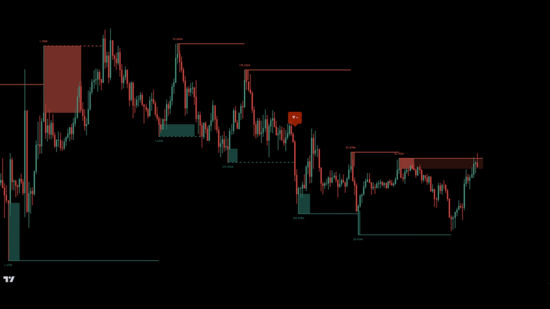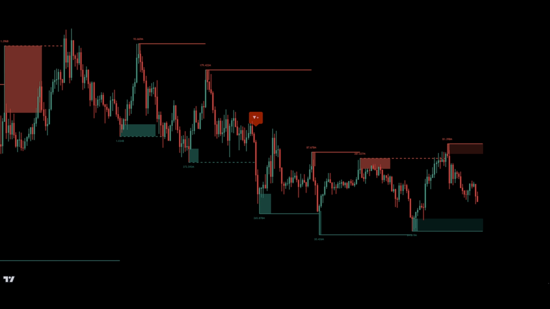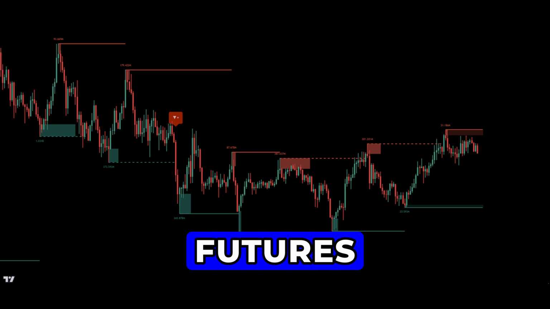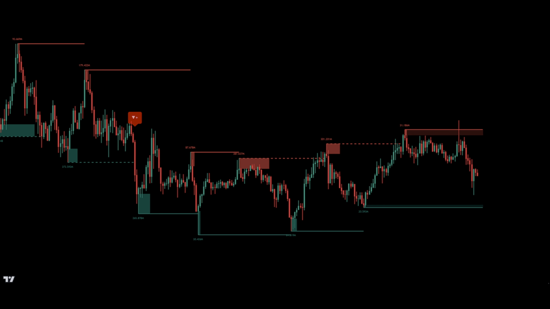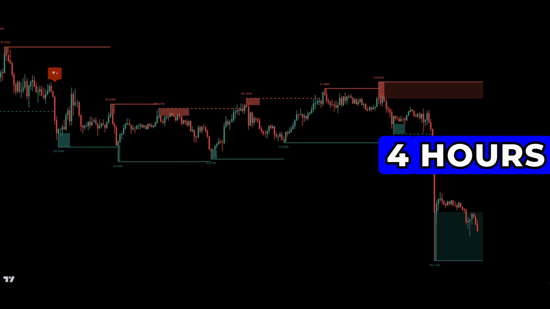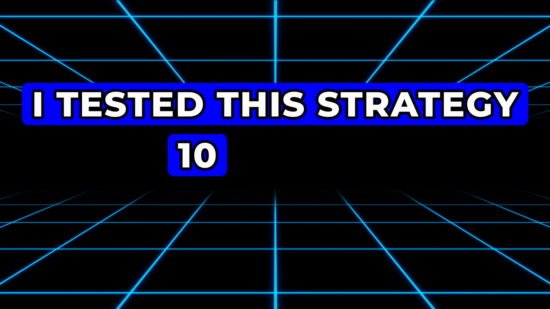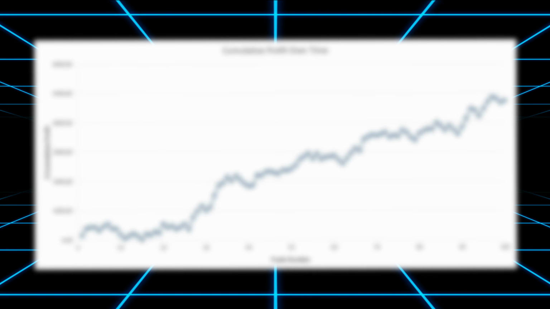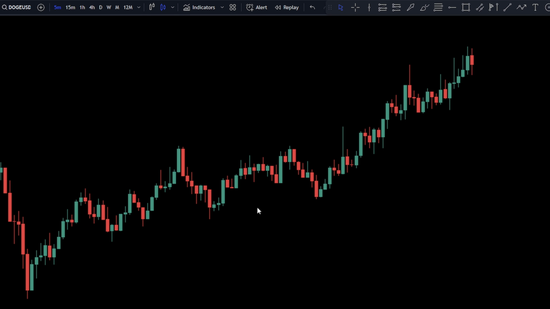As usual, I would like to point out that the strategy we're going to use can be used for trading highly volatile cryptocurrencies, stocks, futures, and forex pairs. The most suitable time frames for this strategy are 5 and 15 minutes, 1 hour, and 4 hours. By the way, I've put this strategy to the test 100 times on Dogecoin. By the end of this video, I'm going to share the full breakdown of my trading results. Okay, without wasting any time, let's get straight into it.